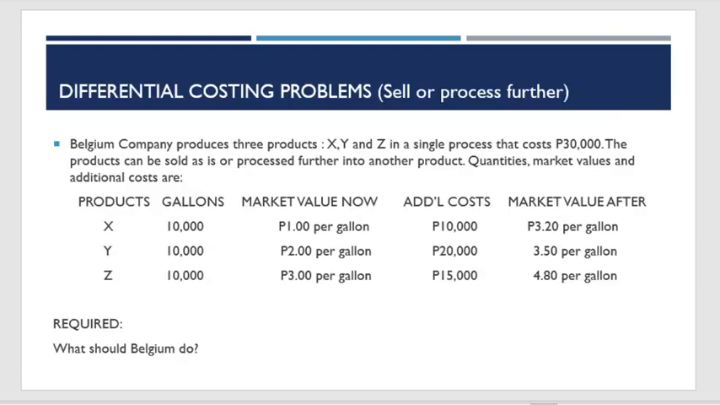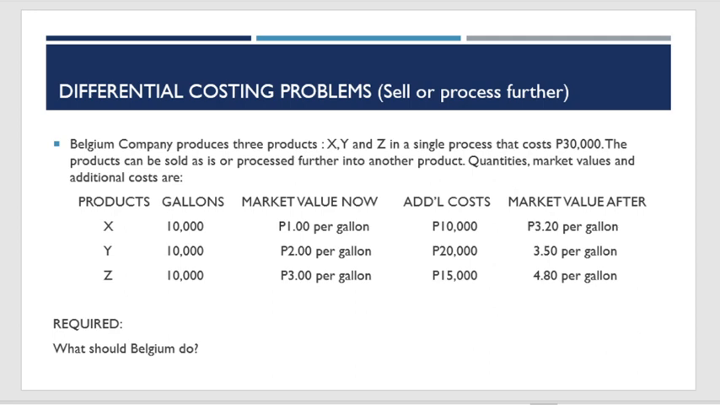Now, let's proceed with a sell or process further case. So, Belgium company produces 3 products, X, Y, and Z in a single process that costs 30,000. So, itong 30,000, ito yung tinatawag nating joint cost. The products can be sold as is or processed further into another product. Quantities, market values, and additional costs are as follows. So, products, binigay sa'yo XYZ, gallons, 10,000 each. The market value now, 1 per gallon, 2 per gallon, and 3 per gallon for X, Y, and Z respectively.